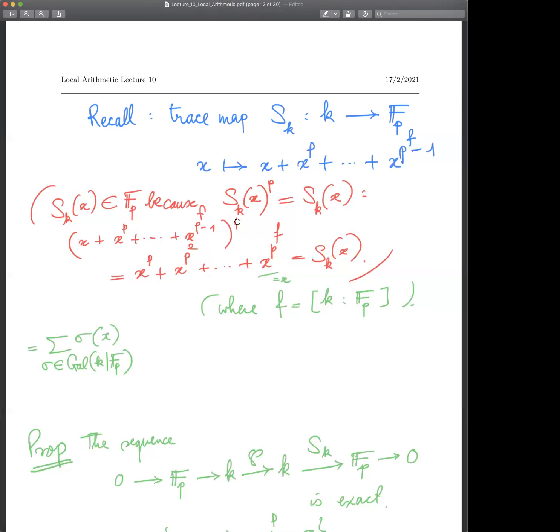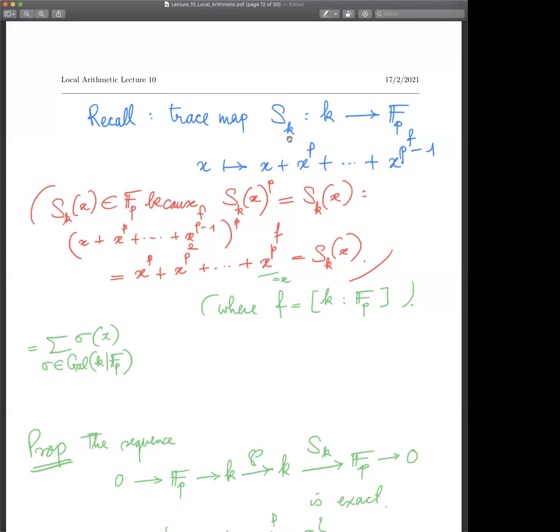I raise it to the power p. Then I'll get the pth powers of all these things. So I'll get x to the power p plus x to the power p squared, all the way up to x to the power p to the f. Because here it was x to the power p to the f minus 1, here I'll get x to the power p to the f. But that is equal to x, where f is, of course, the degree of k over F_p. So this is really the same as S_k x. So that's equal to S_k x.